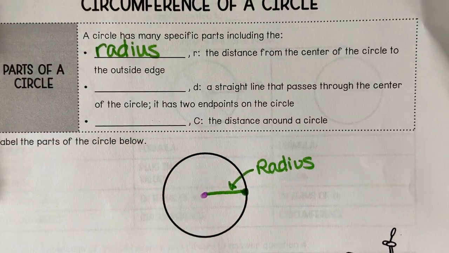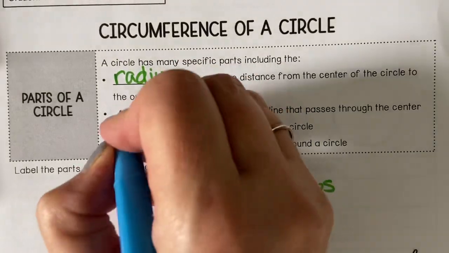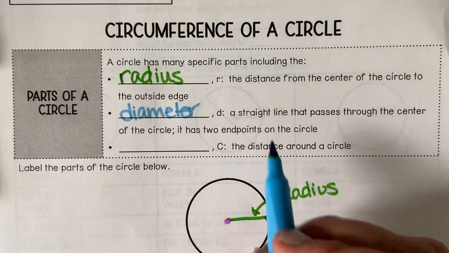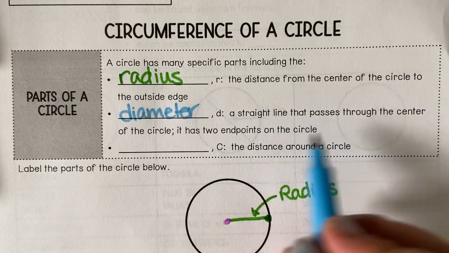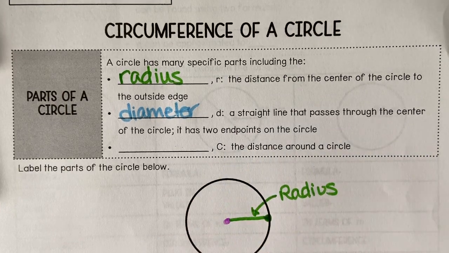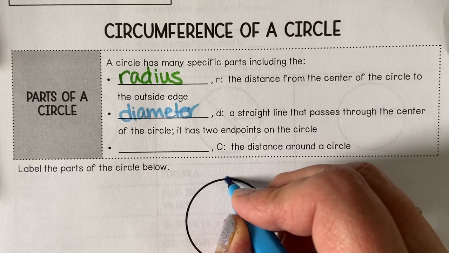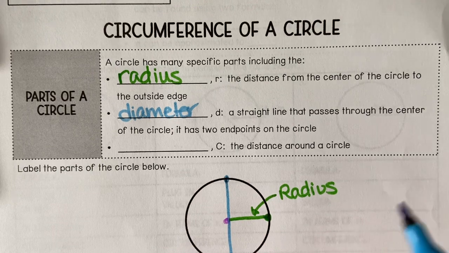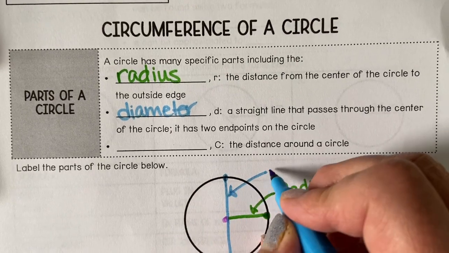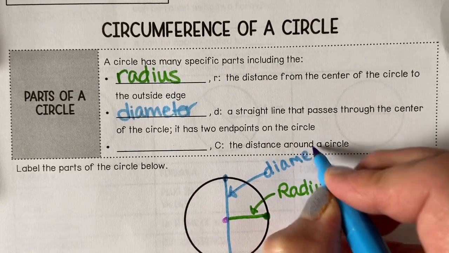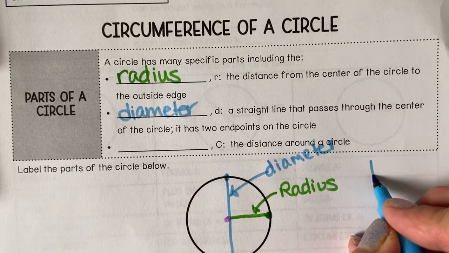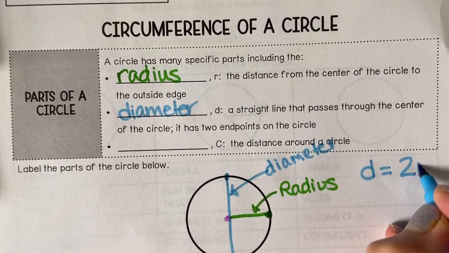It's from the center of the circle to the outside of the circle. All right, next we have the D, which is the diameter, which is a straight line that passes through the center of the circle. It has two endpoints on the circle. What that means is endpoints are just points on the circle. So I go through the center to the other side of the circle. It's a straight line. That's my diameter. If you notice, two radiuses make up a diameter. So diameter is equal to two radiuses. Okay?